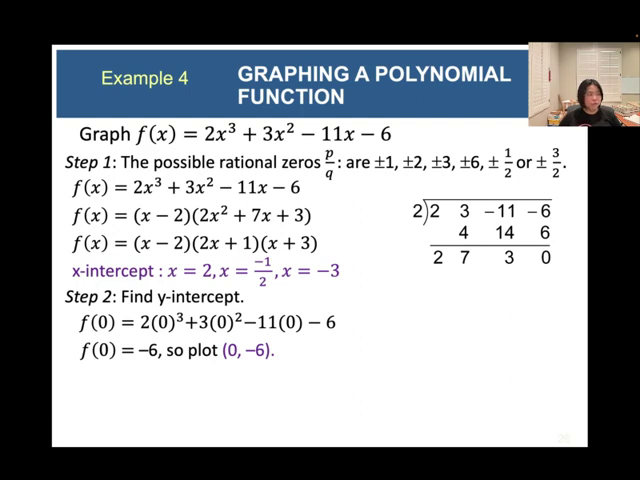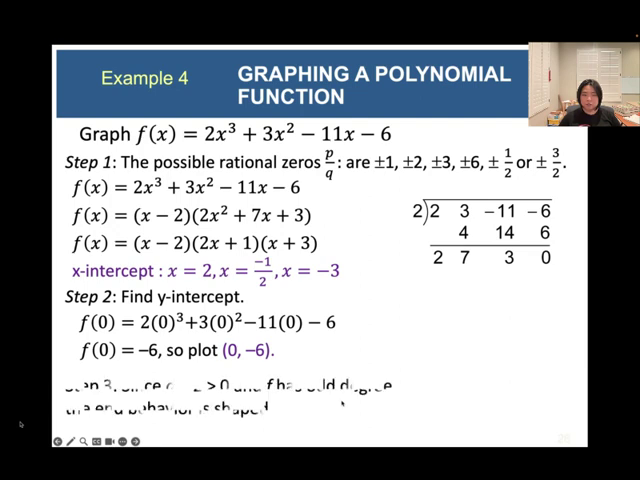Okay, and then step 3, we're going to look at the end behavior. So look at the highest degree, that will be degree 3. This is an odd number, and the leading coefficient is positive. So the graph is going to go like that way, right? Rise to the right and fall to the left.